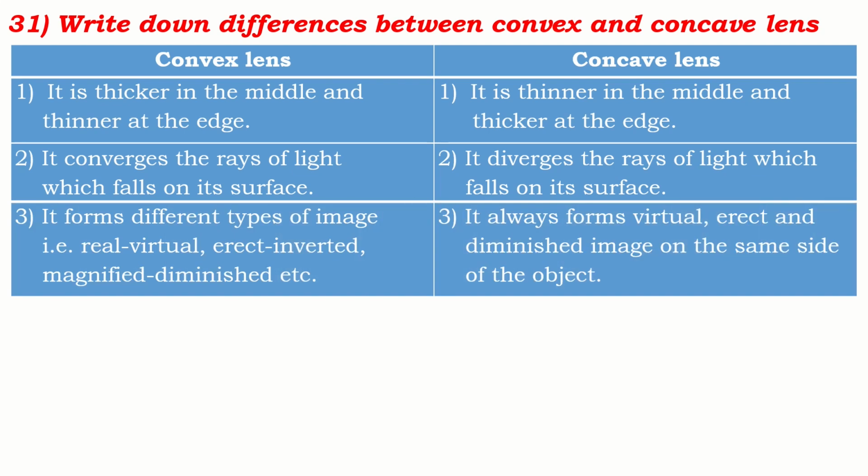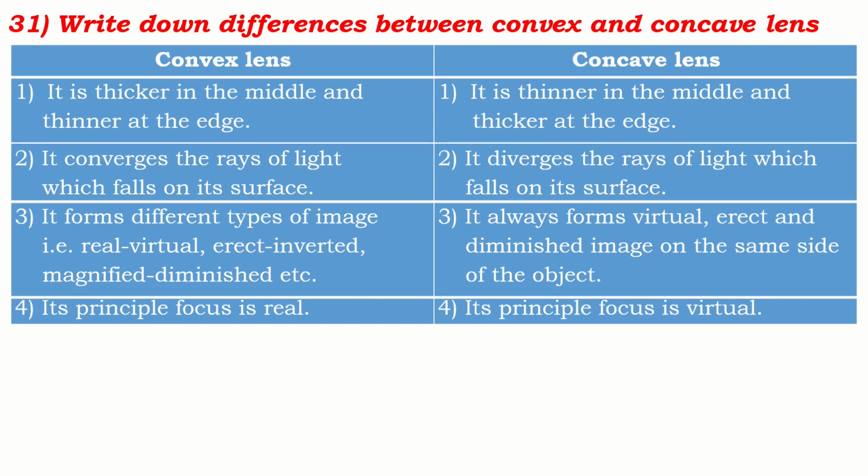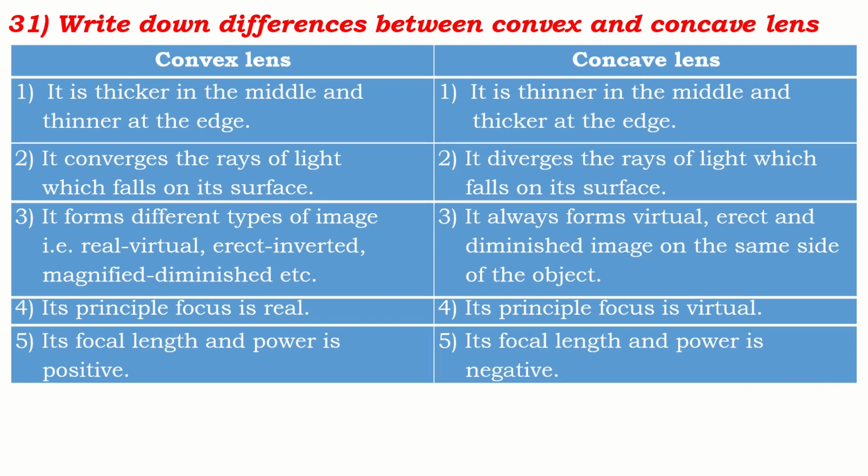Third, convex lens forms different types of image, that is real, virtual, or maybe erect or inverted, or maybe magnified or diminished, etc. But concave lens always forms virtual, erect and diminished image on the same side of the object. Next, convex lens's principal focus is real, because really refracted ray passes through the focus. But concave lens's principal focus is virtual because really refracted ray never passes through the focus. Convex lens has positive focal length and positive power. Concave lens's focal length and power is negative.